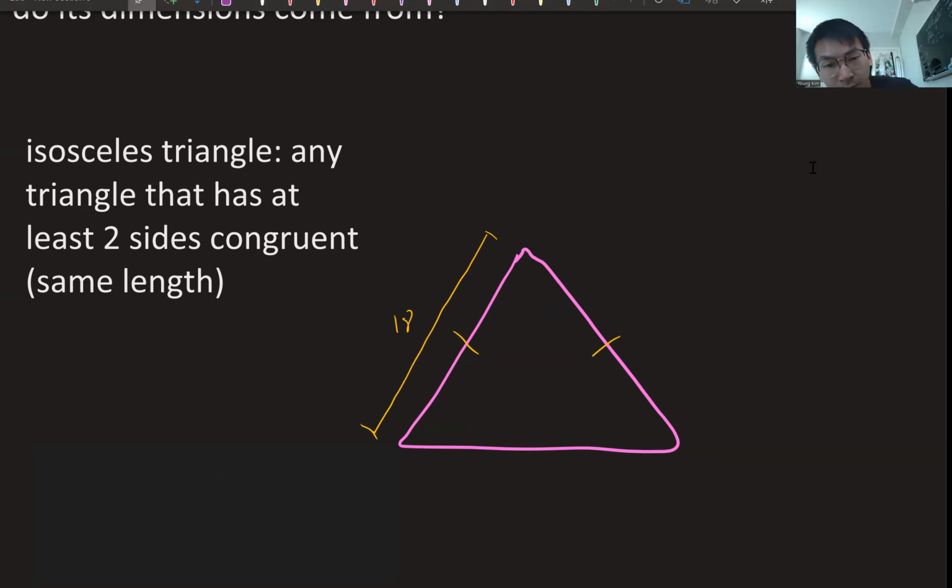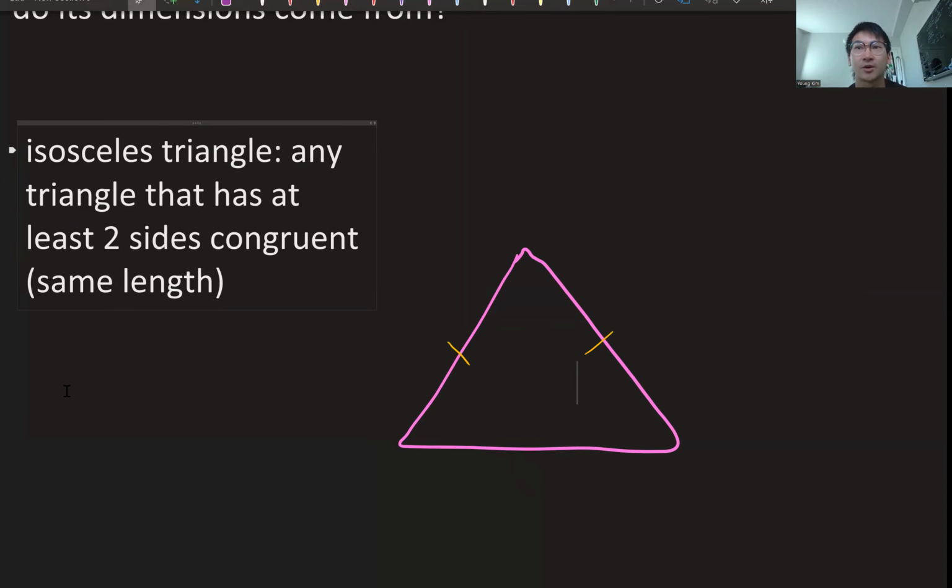If they don't put these ticks, don't assume that it is isosceles or equilateral just because it looks like it. There's a very slim chance, but I've seen questions where they're not that precise and they forget to make the ticks, and then they want you to assume it. But good practice is to not assume and base it off of the details in the question. They have to say it's isosceles, or you can show that a triangle is isosceles by showing that it has at least two sides congruent.